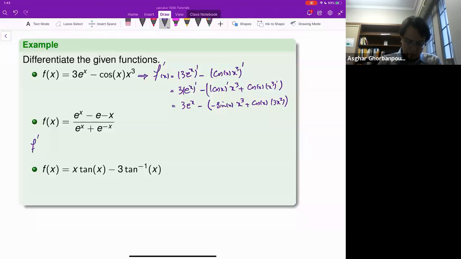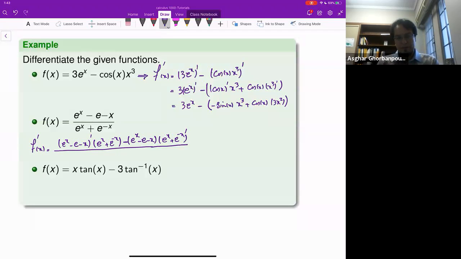So I need to do f prime x is the derivative of the numerator times the denominator, minus the derivative of the denominator times the numerator, and then the denominator squared. Well, let's just go find the derivatives that we are given there.